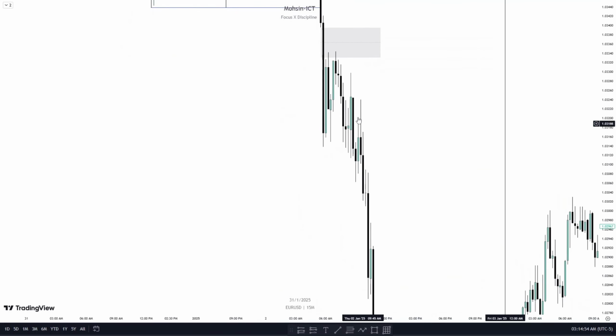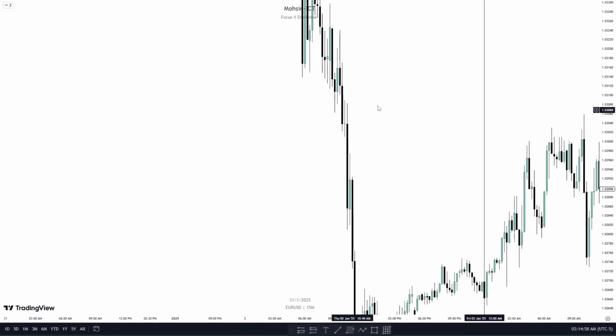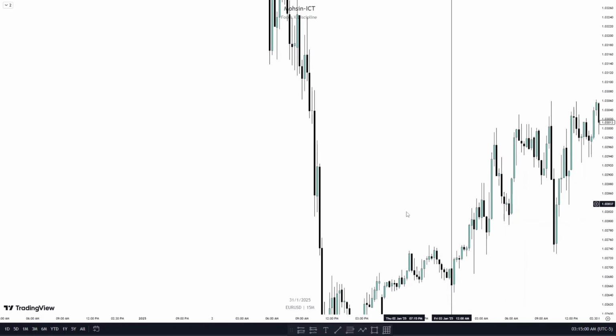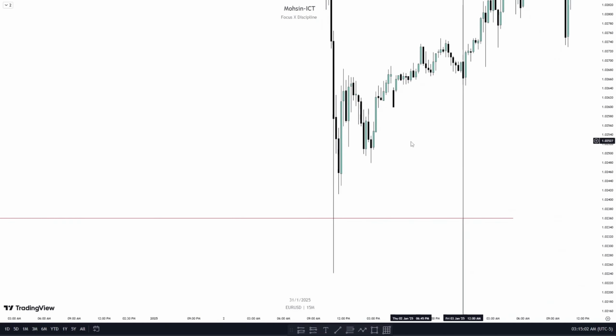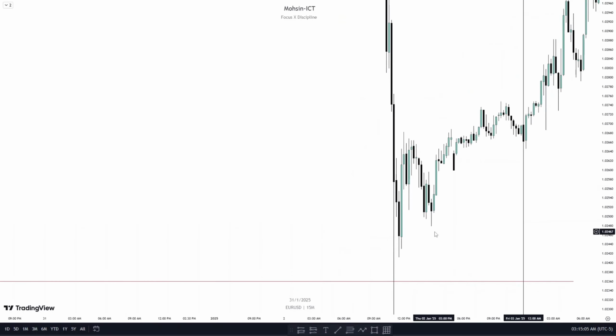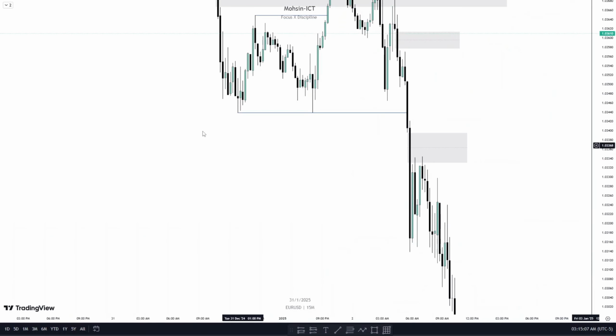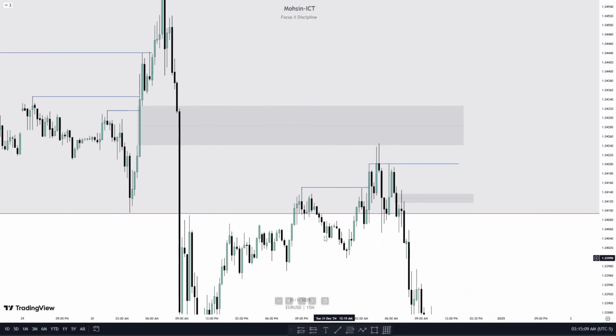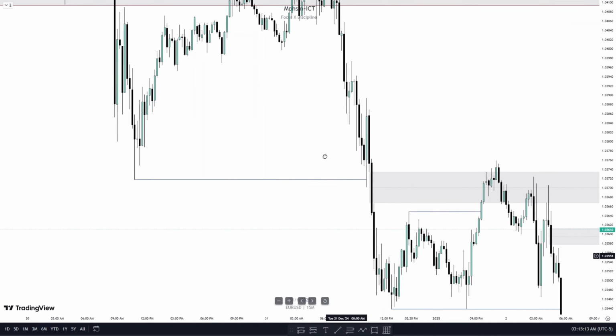Price gives us a lot of entries right here as well on lower time frame. This would be a correct entry on 5 minute as well, and then it takes the sell side liquidity right here. So we went from the buy side liquidity right here to the sell side liquidity.